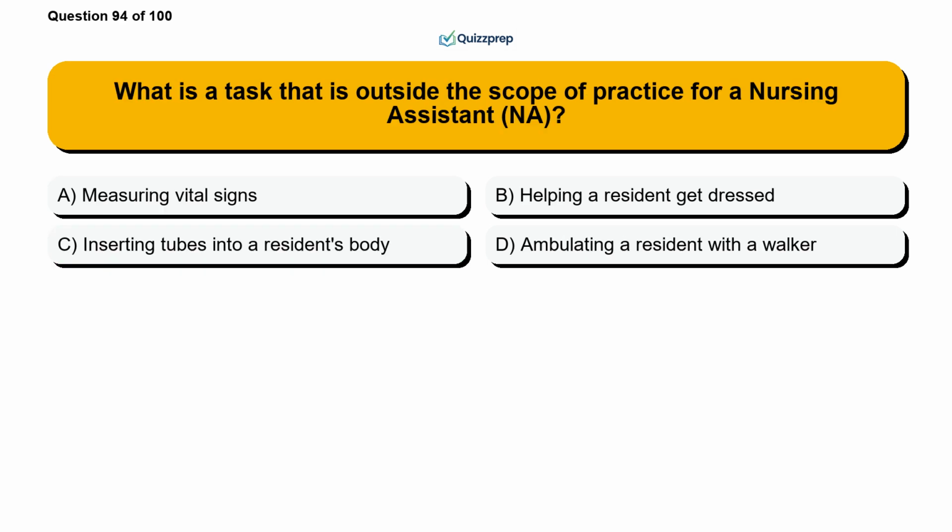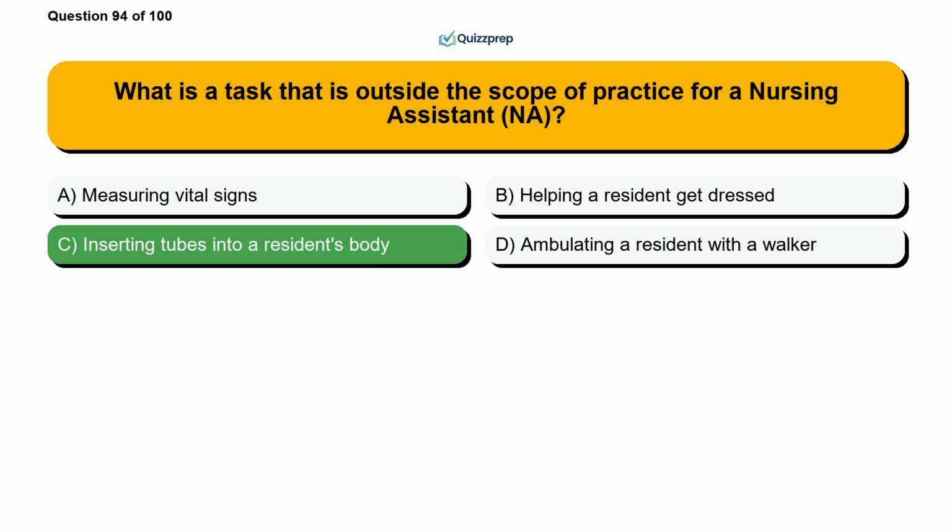Question 94. What is a task that is outside the scope of practice for a nursing assistant, NA? Option A, measuring vital signs. Option B, helping a resident get dressed. Option C, inserting tubes into a resident's body. Option D, ambulating a resident with a walker. The correct answer is option C, inserting tubes into a resident's body.